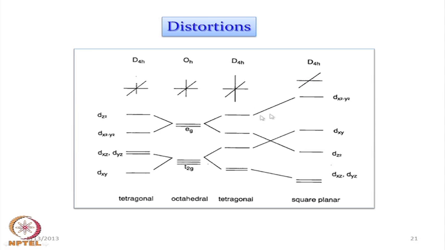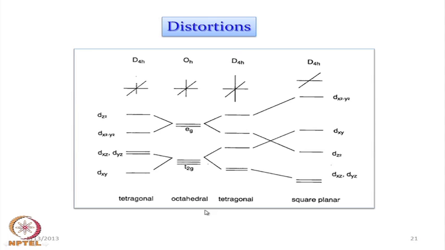And we have further destabilization of the dx square minus y square orbital and further stabilization of dz square, because we do not have any interaction along the z axis. That gives rise to further stabilization of the dz square orbital, and at the expense of that stabilization we have destabilization of the dxy orbital and stabilization of dxz and dyz. So we get the ordering for square planar geometry.